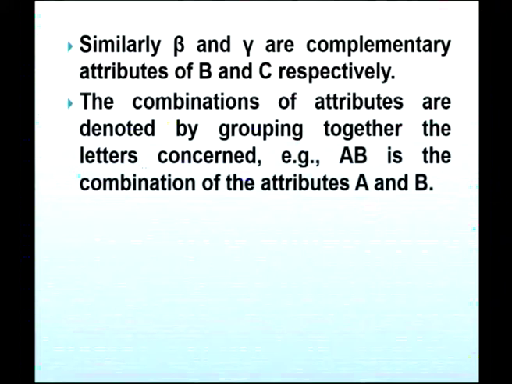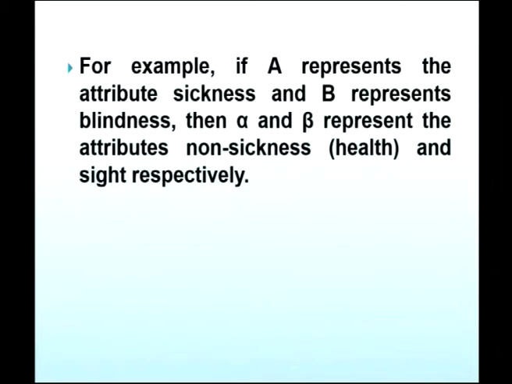The combinations of attributes are denoted by grouping together the letters concerned. AB is the combination of the attributes A and B. That is, the member is possessing both the attributes A and B. For example, in the previous example, we have taken A as the attribute sickness and B as the attribute blindness. It means if AB is the attribute possessed by a member, the member is having both sickness as well as blindness.